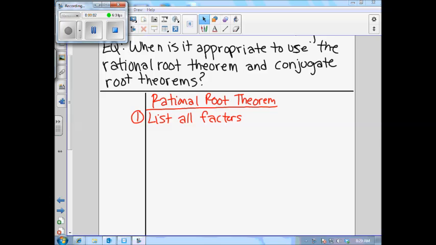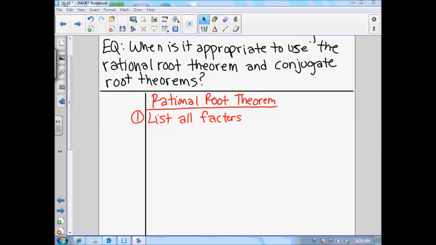Okay, now it's recording. Okay, so for the rational root theorem, the first step is to list all factors of the constant.